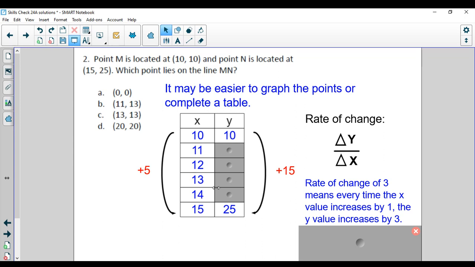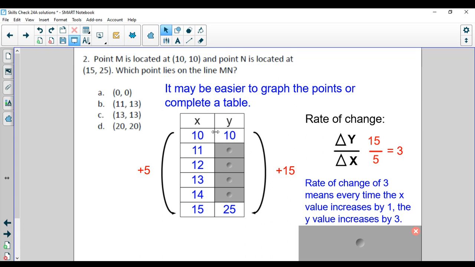So our job is to figure out what these values over here are and see which of these points, if any, matches. So we're going to find the rate of change. So as you can see, from 10 to 25 is a change of 15 units. And from 10 to 15 is a change of 5 units. So the rate of change is that change in y over the change in x, 15 over 5. 15 over 5 is equal to 3. So that means that the rate of change is 3.